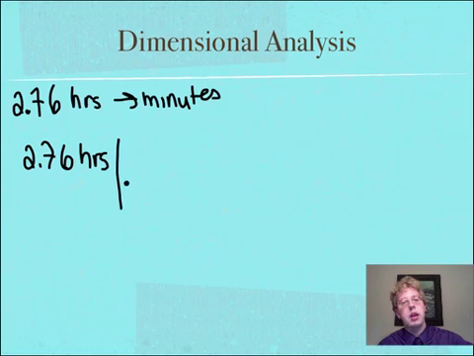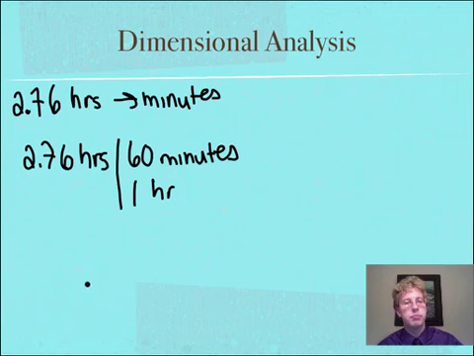Okay. And then the vertical line here is going to indicate the separation of my next step here. And so I need a conversion factor for this to work to go from hours to minutes. And so for my conversion factors, I know that in 1 hour there are 60 minutes. And like I said before, when you do dimensional analysis, we're going to multiply across the top and divide across the bottom.